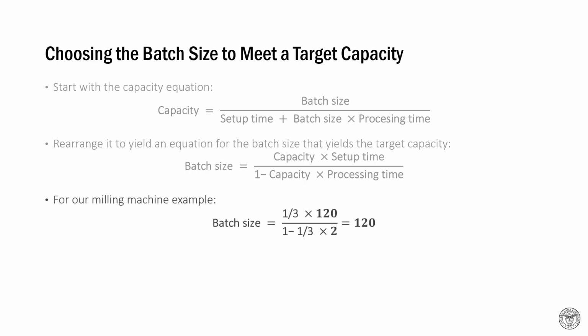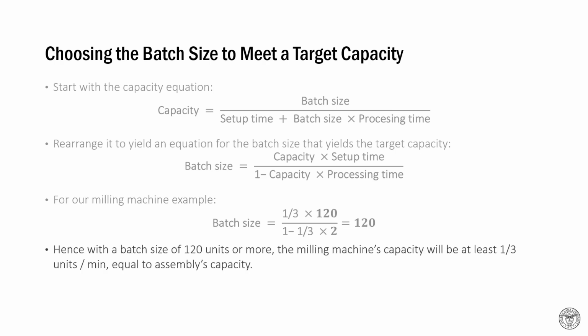Now, let's apply this formula to our mini machine example. Batch size equals 1/3 times 120 divided by 1 minus 1/3 times 2 equals 120. With this calculation, we can conclude that a batch size of 120 units or more will ensure the mini machine's capacity is at least 1/3 unit per minute, equal to the assembly's capacity.